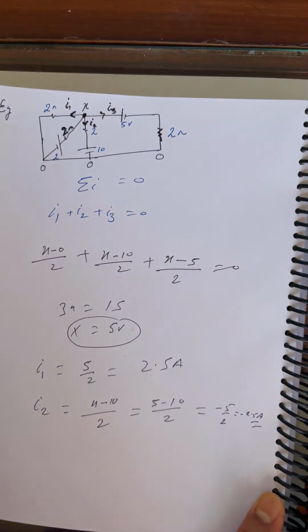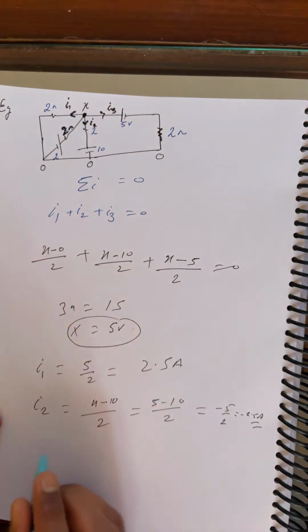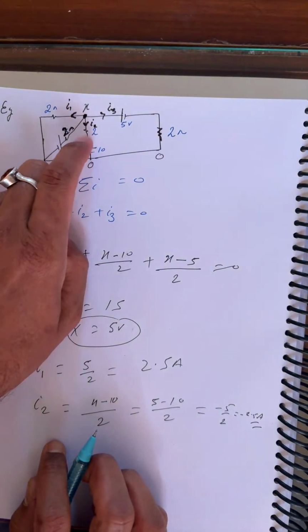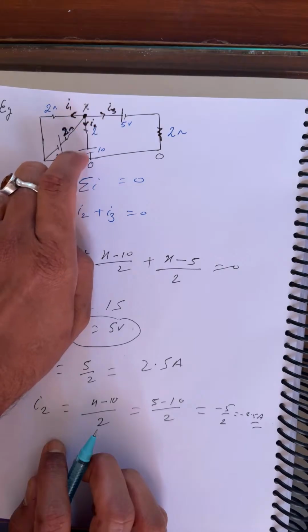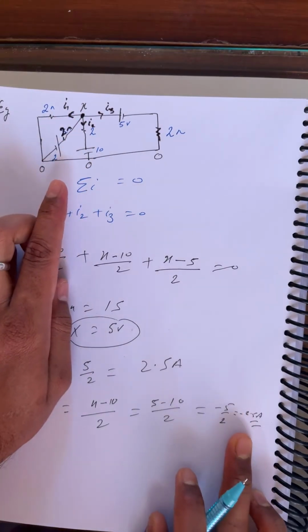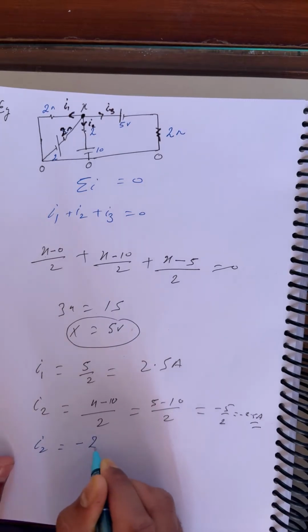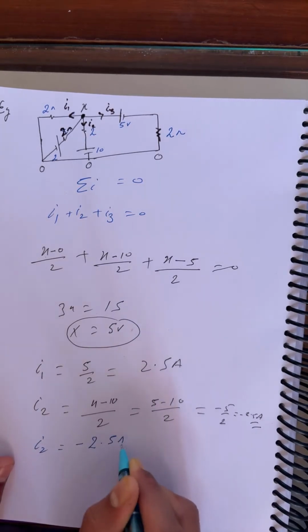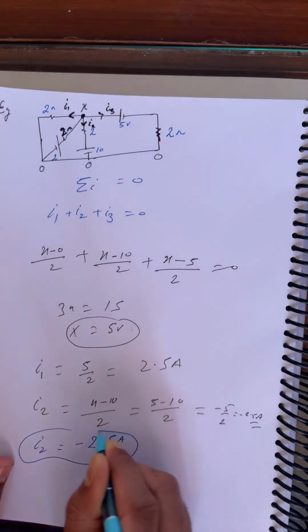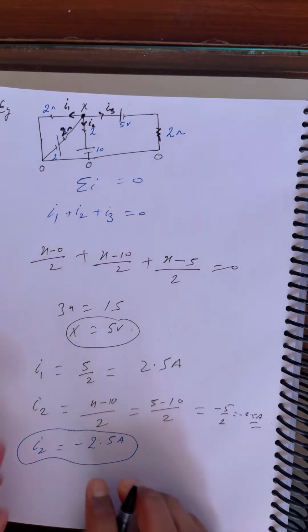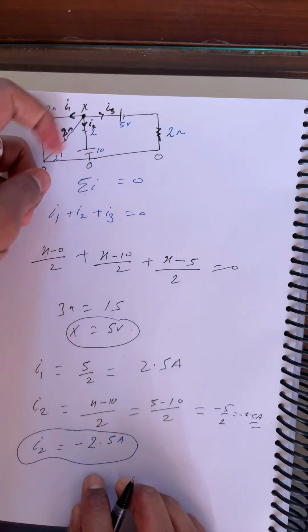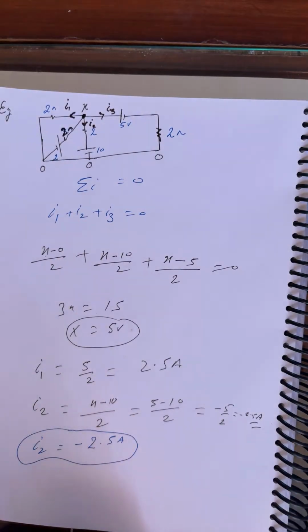Now I3. I have taken the direction inverted, which means in reality the current I2, where you got minus 2.5 ampere, goes inside here, but I have taken it in this direction. This is the meaning of minus.